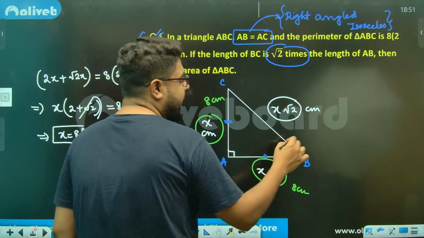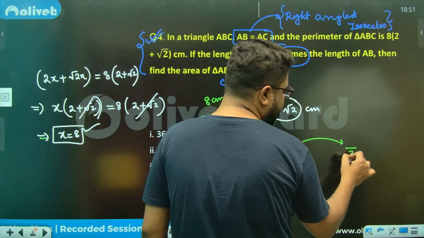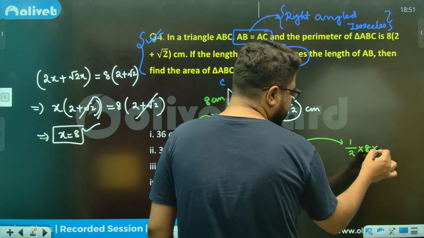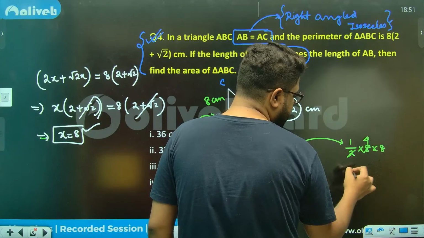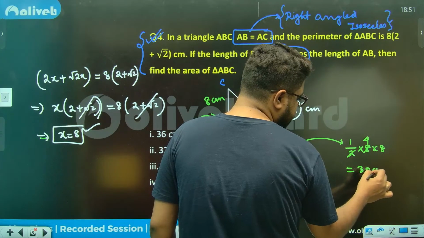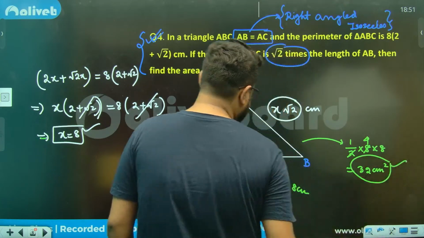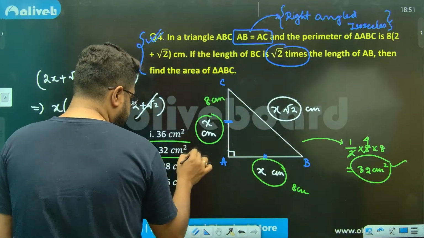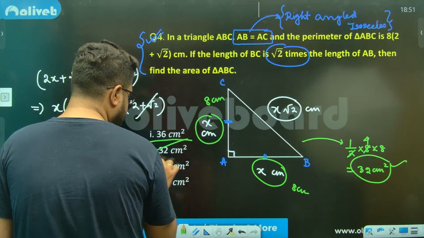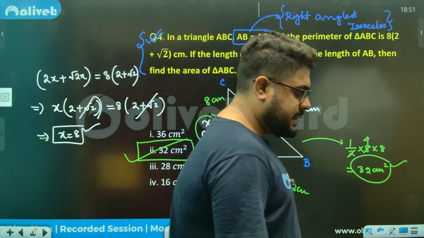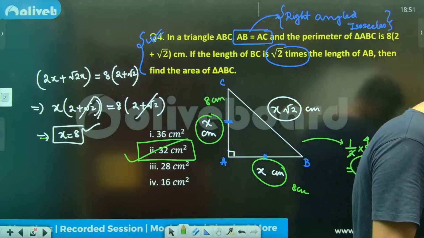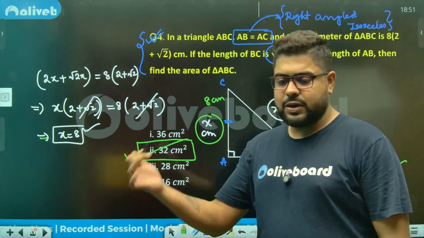So ultimately the area will be half into base into height. Half into 8 into 8. So 2 fours, 4 eights are 32 centimeter square. It is your correct answer, which is there in option number 2, sir. That's your answer, sir. Yes, Dave, you can go like that as well.